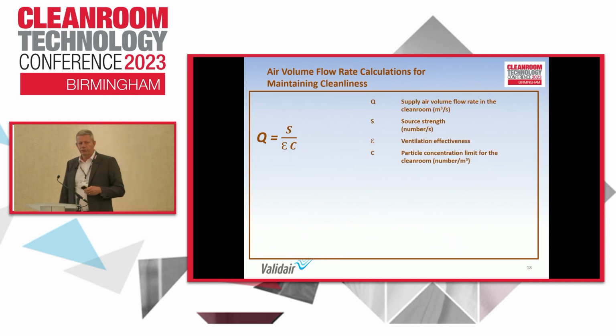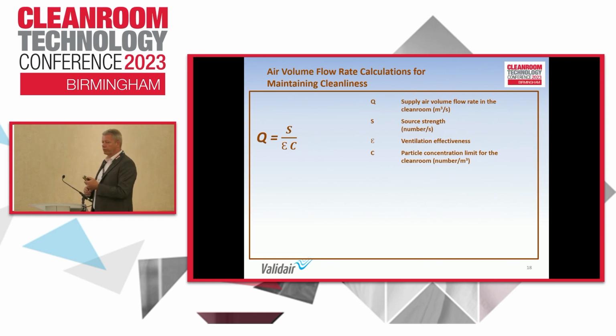Within the new standard, we've got a formula for estimating the air volume flow rate you may need for your clean room based on the source strengths within the clean room. So the supply air volume flow rate you need is the source strength, the number of particles being emitted by people or a process or machinery per second, divided by a ventilation effectiveness, which I'll explain in a moment, and the particle concentration limit you're looking for, so the classification limit, or a proportion of that limit. You don't necessarily want to be putting in the maximum level in these calculations, because then you're designing around just being in class.